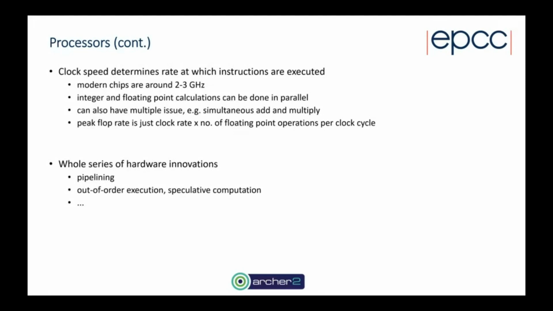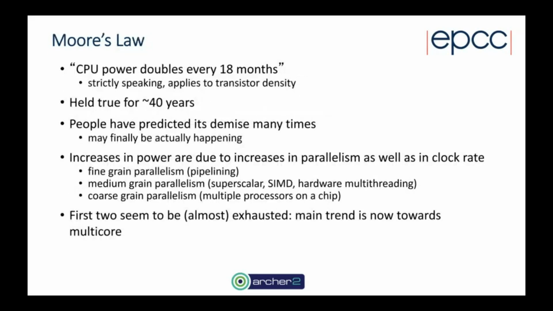Okay, so inside an individual core, we have the different functional units we can use, and then a whole set of hardware optimizations that goes on in there, including things like pipelining, out of order execution, speculative computation, all these kinds of things, which we'll touch on.